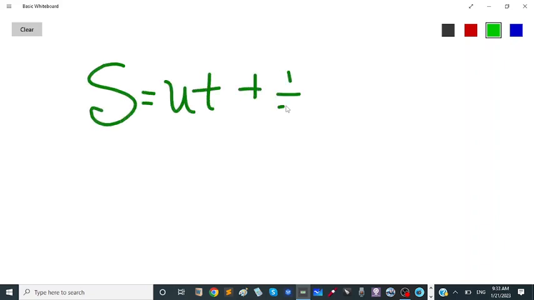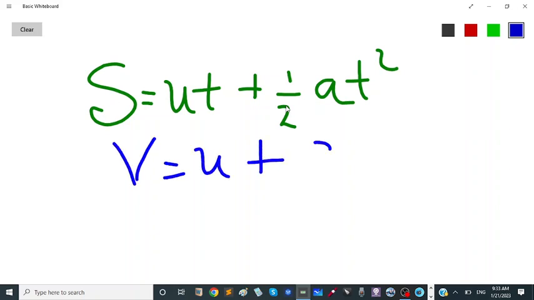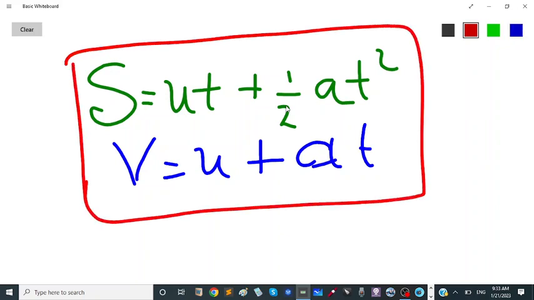So we have seen two important relations. One, displacement is given by ut plus half of at square, and v is given by u plus at. These two formulas are very important to determine the displacement of a particle or a physical body when it's thrown in the air, only controlled by the gravitational field of the earth. Okay, so how can we adapt these?